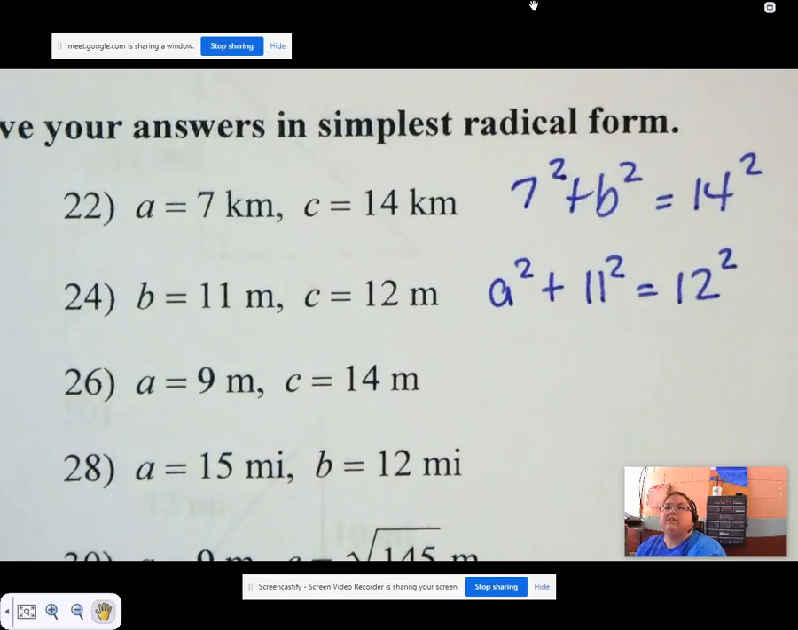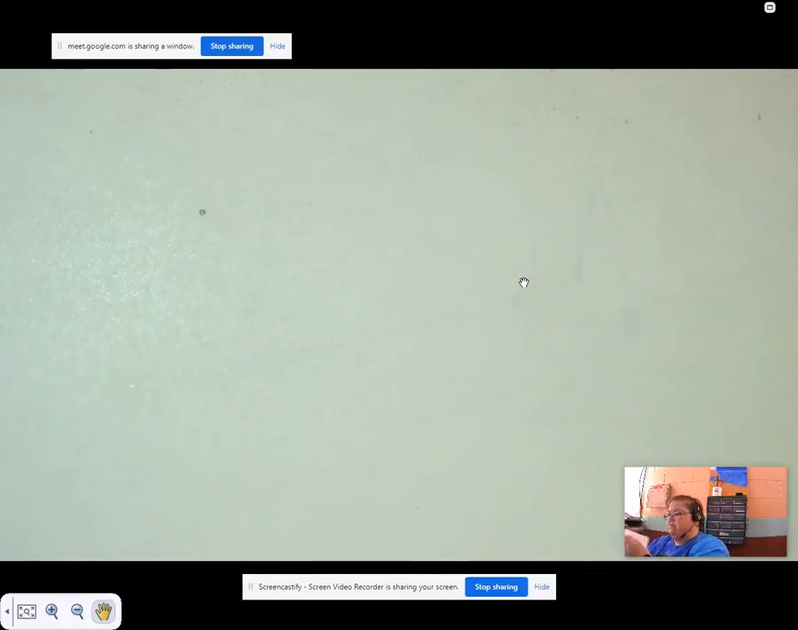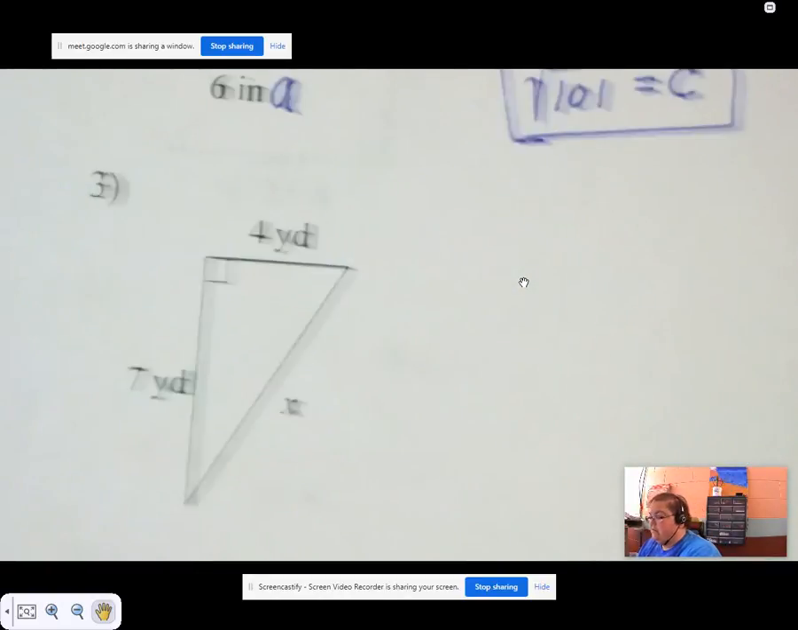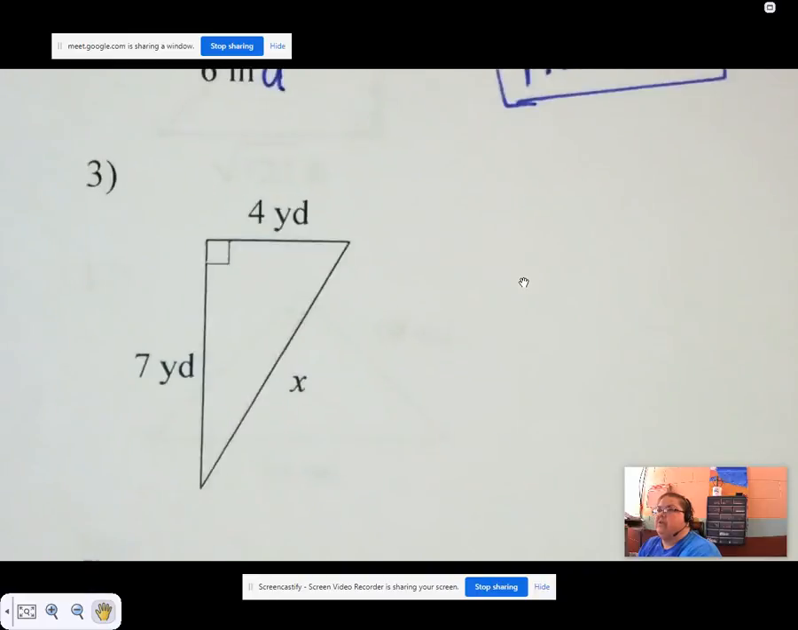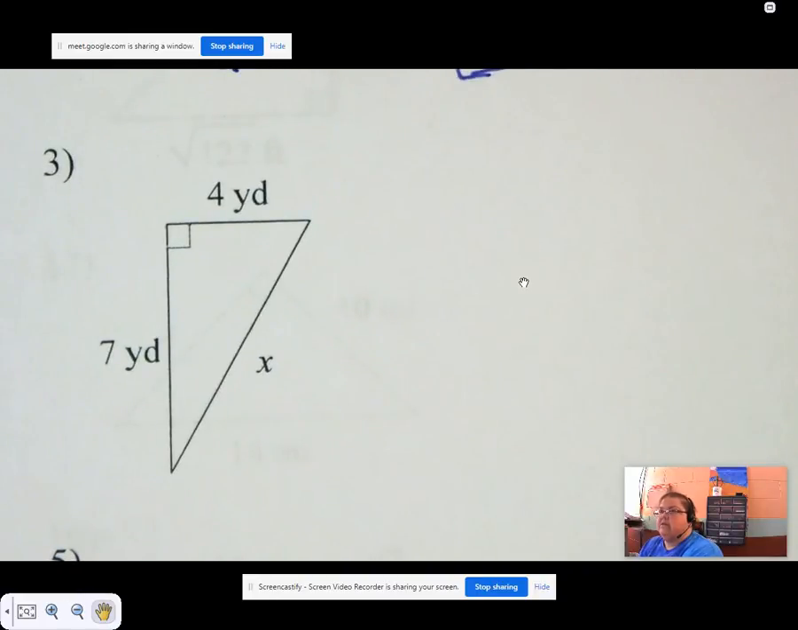Questions about how to set those up? Okay. All right, go back to the front. Any questions about how to find C? Look at number 3 and tell me which one is C. The X. Very good. Okay. Excellent.